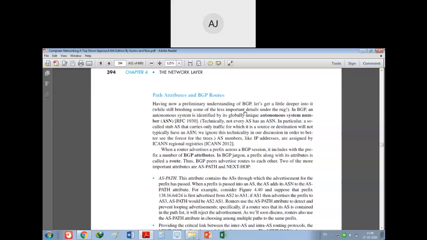Now the next one. We have path attributes and BGP routes. Attributes give some extra information regarding autonomous connectivity, that is the path. In an autonomous system, if two or more paths are available, which path has what cost, and whether that path has some traffic and so on, all this information is provided.